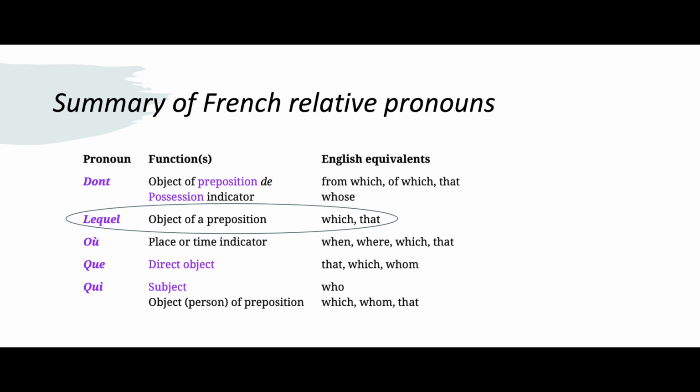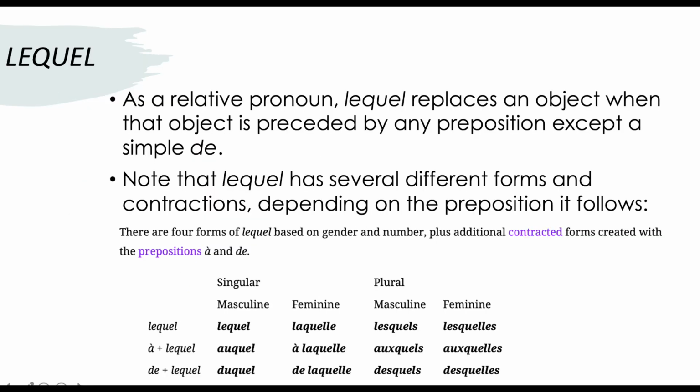Finally, we have lequel, and lequel functions a little differently because it is the object of a preposition that does not mean de on its own, and I'm going to give specific examples, but we also have various forms of lequel. Because as a relative pronoun, lequel replaces an object when that object is preceded by any preposition except a simple de, and then it is going to have contractions depending on whether it's agreeing with à or de, and then whether it's referring to a masculine, feminine, singular, or plural noun. So I have those forms there.